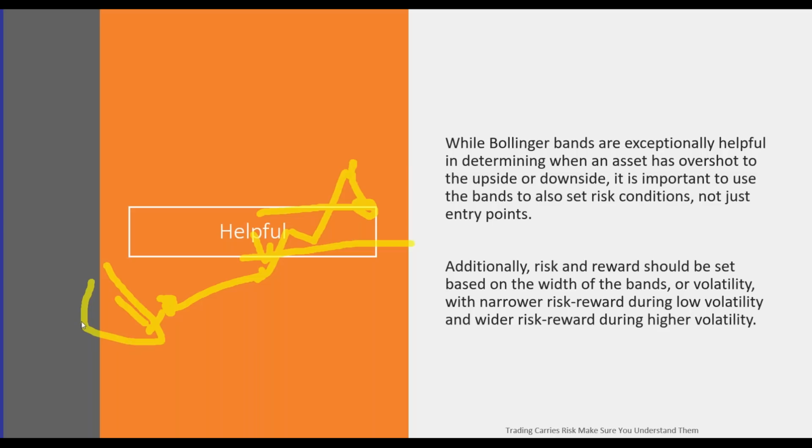So while Bollinger Bands are exceptionally helpful in determining when an asset has overshot to the upside or downside, it's important to use the bands to also set risk conditions, not just entry points. Additionally, risk and reward should be set based on the width of the bands or the volatility, with narrower risk reward during lower volatility and wider risk reward during higher volatility.